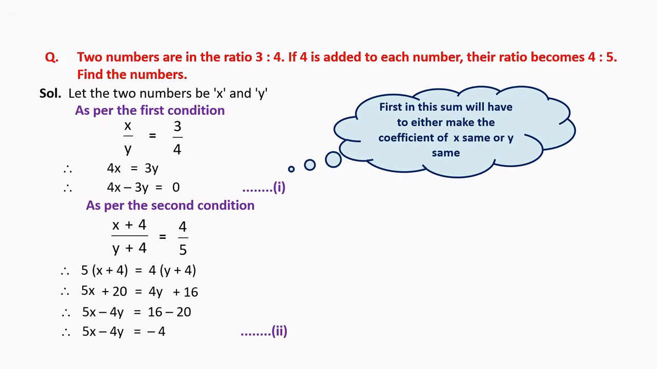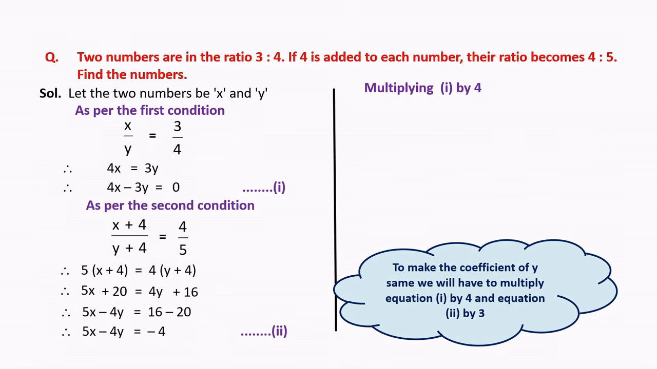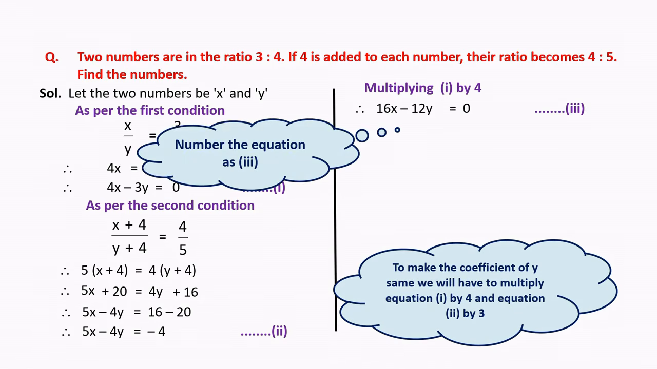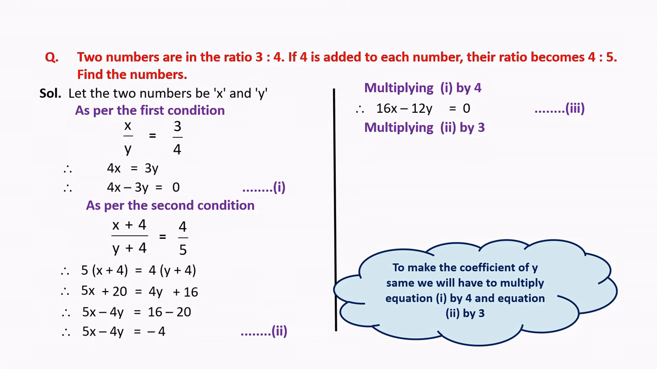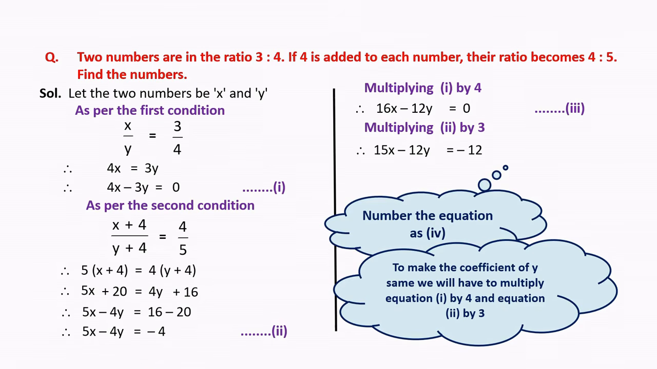Now, we will solve these equations using the elimination method. First, we make the coefficients of one variable the same. Here, we will make the coefficients of y the same. So, multiply the first equation by 4. 16x minus 12y equals 0. Multiply the second equation by 3. 15x minus 12y equals minus 12.